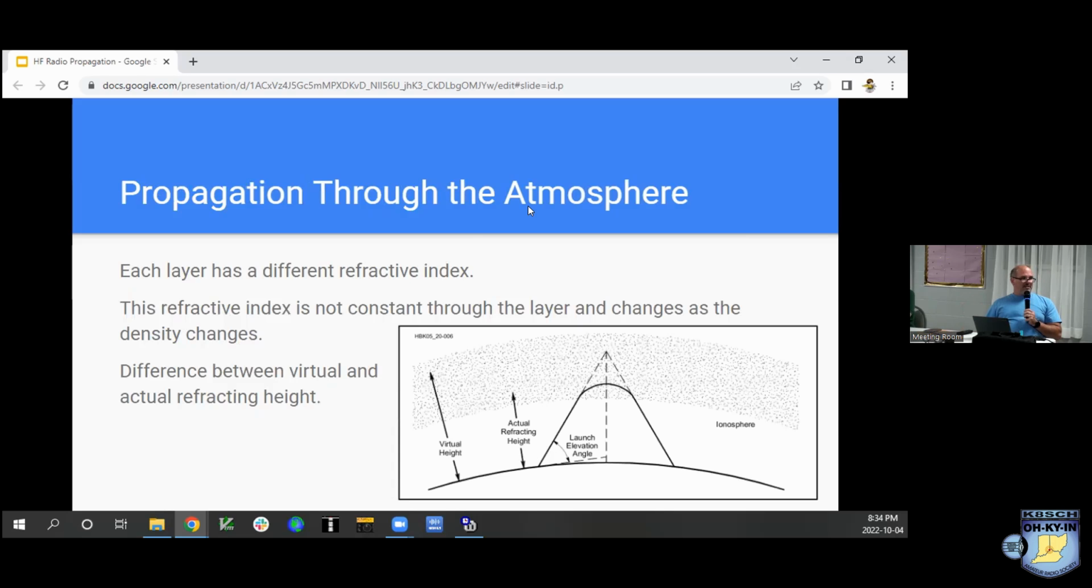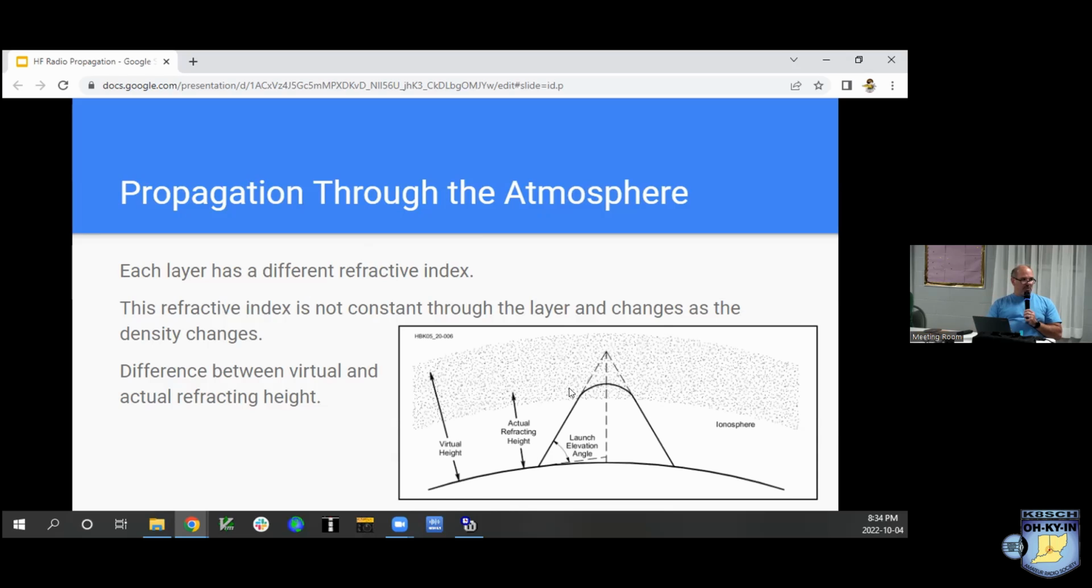So each layer has a different refractive index. This refractive index is not constant through the layer and changes as the density changes. Remember, we talked about the refractive index being based on density. So this creates the difference between a virtual and actual refractive height. The refraction is a gradual change. So you do have a virtual height versus an actual height.